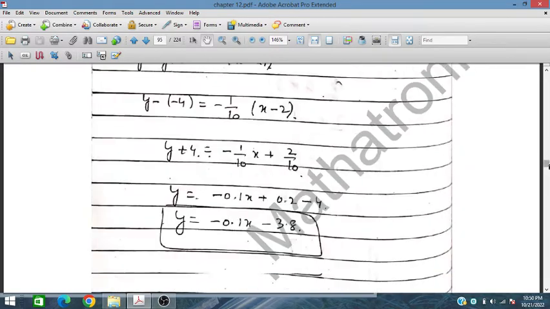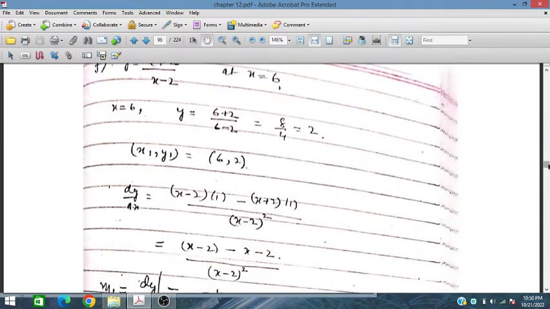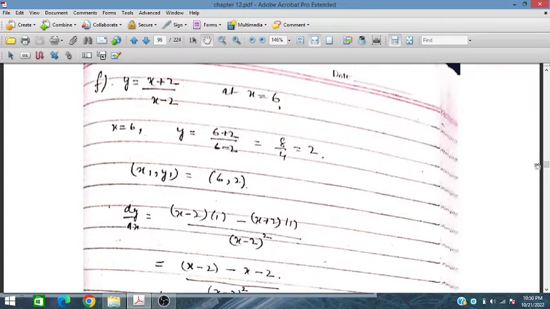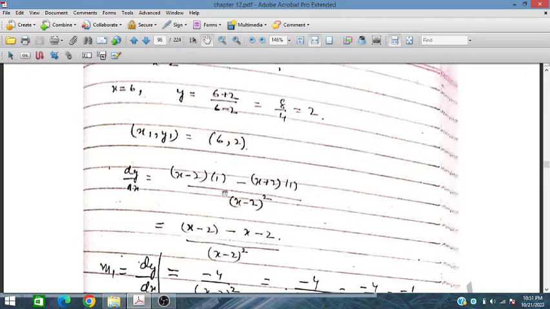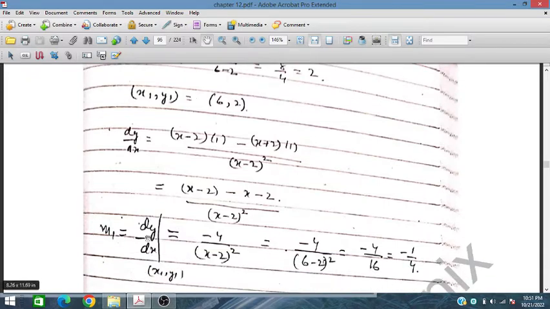And similarly for part F, we have y is equal to x plus 2 divided by x minus 2 at x is equal to 6. At x is equal to 6, y is equal to 6 plus 2. So at x is equal to 6, we place the value here. We get the value of y, and this is x1 and y1. So x1, y1 is available. So dy by dx is this. Once we get dy by dx, we will place this value and we get the gradient value.